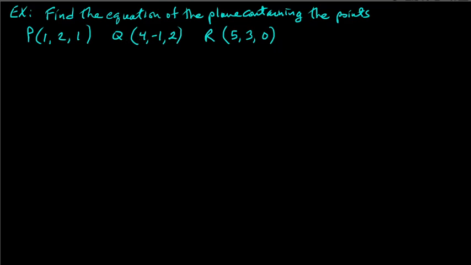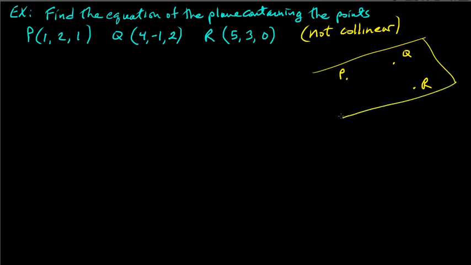Okay, so you just imagine this is space here, and we have these 3 points, P and Q, and then R. Well, if R lies on the same line as P and Q, then that's not going to work, right? So we have to convince ourselves that these 3 points are not collinear, that they don't lie on the same line. And if they don't, then we have a plane. So we're looking for the equation of this plane containing these 3 points.